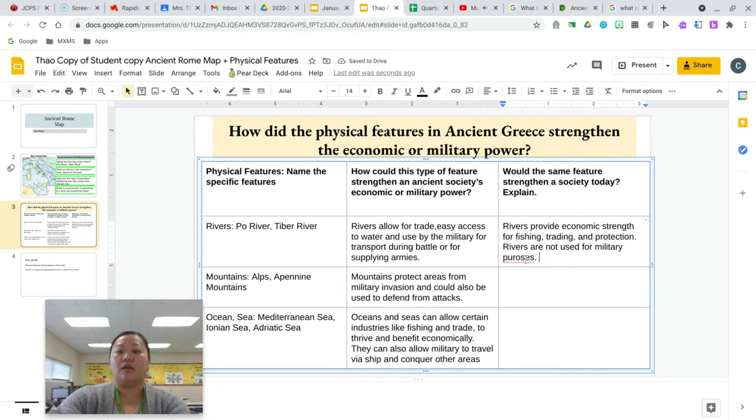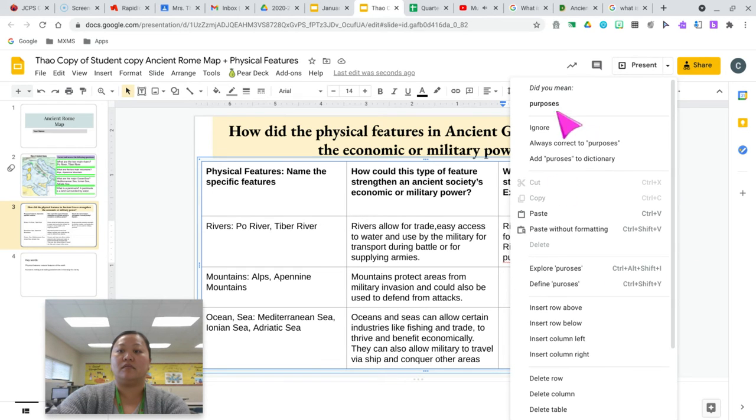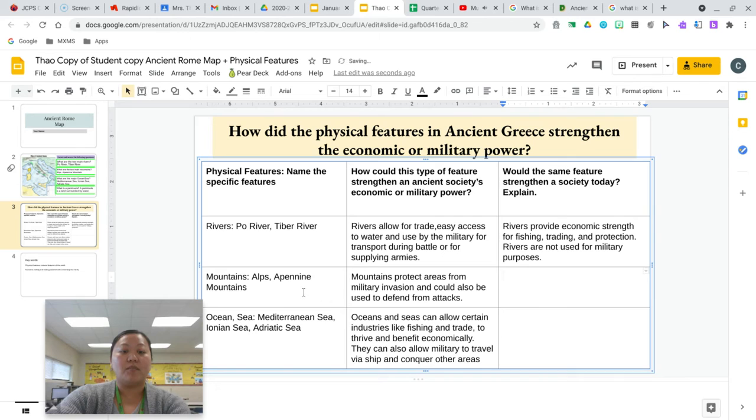Okay, so mountains, the Alps and the Apennines Mountains. In ancient Greece, mountains protected areas from military invasion and could also be used to defend from attacks. So do we use them the same way, right? Do we see mountains as a natural barrier? We do from time to time, but not for military invasion, right?